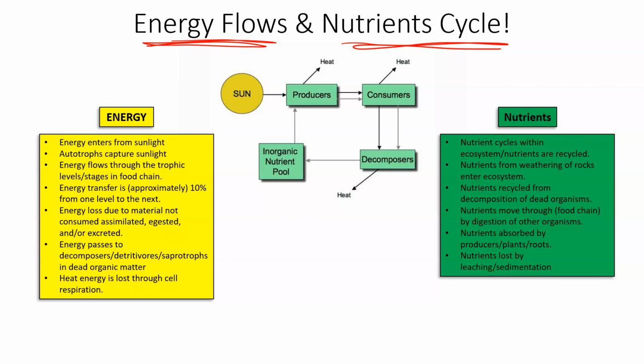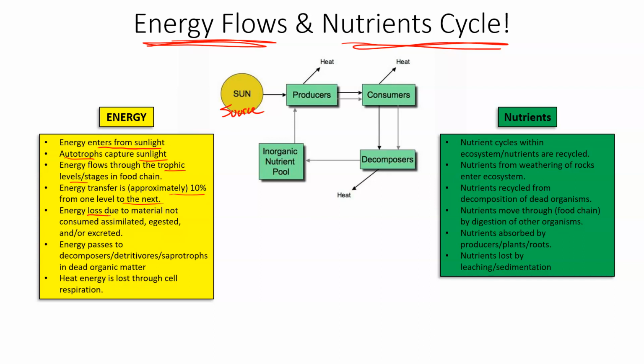We already said that sunlight, or the sun, is the ultimate source of energy, and if energy cycled, just like in any other cycle, the energy would have to return to the sun, and we know that it does not. So energy enters our system from sunlight. Autotrophs, which are the plants that photosynthesize, capture the sunlight with their pigments, specifically chlorophylls. Energy then flows through the trophic levels from the primary producer all the way through our fourth level consumer. Approximately 10% of the energy available at each level is passed on to the next trophic level.